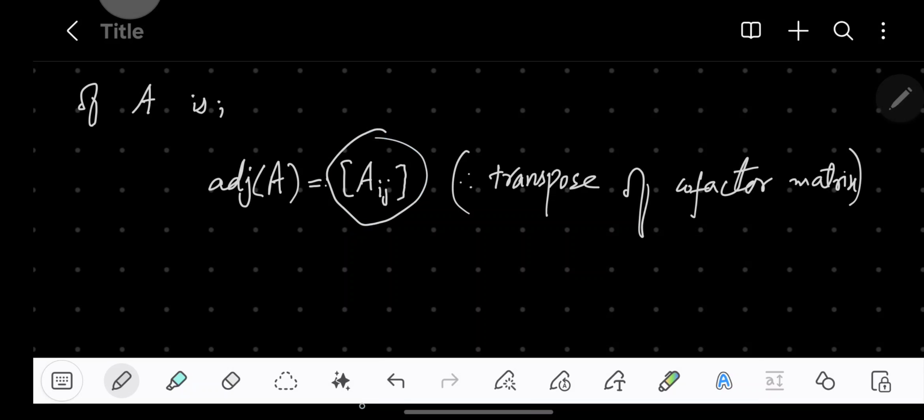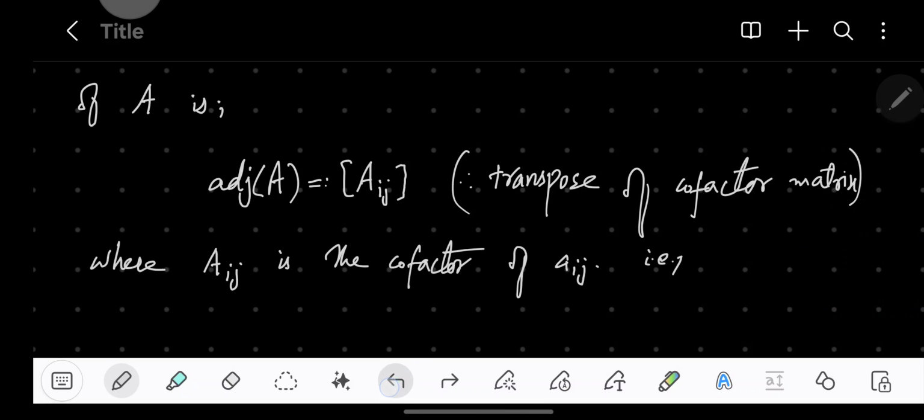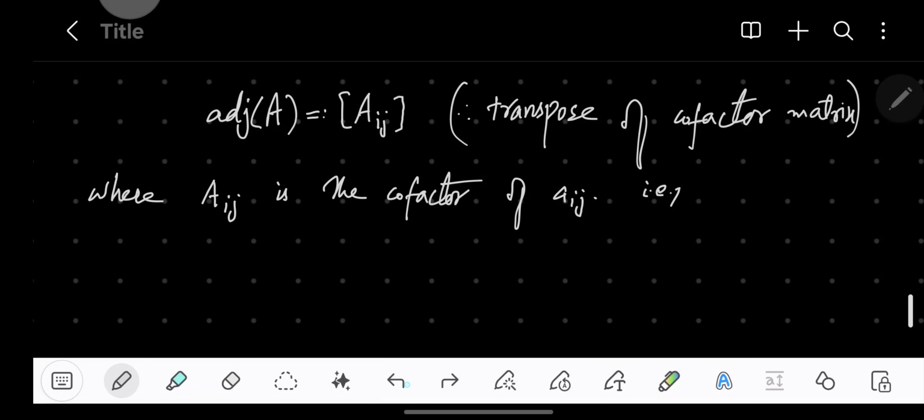What is the transpose of the cofactor matrix? So first of all, we will learn what the cofactor matrix is. The cofactor matrix of Aij is defined as -1 to the power i plus j. For every Aij, the cofactor is -1 to the power i plus j times the minor Mij.